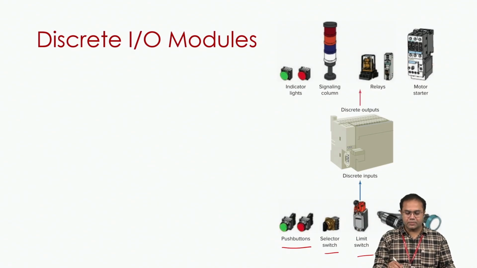Similarly, when it comes to the discrete output, you can see the light indicators. The light indicators can be turned on or off, along with the signaling column, and relays to turn on and turn off the loads, and the motor starter, start and stop, like that. So all these kinds of input and output will come under discrete.